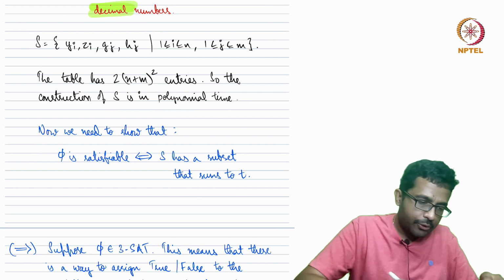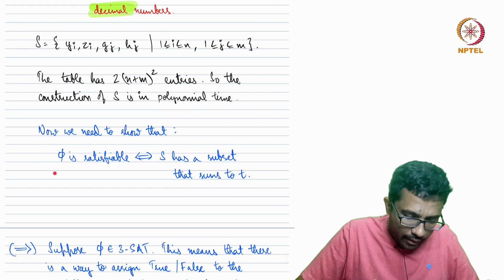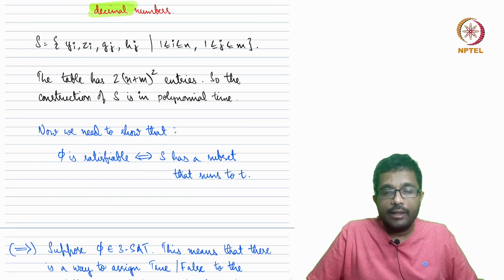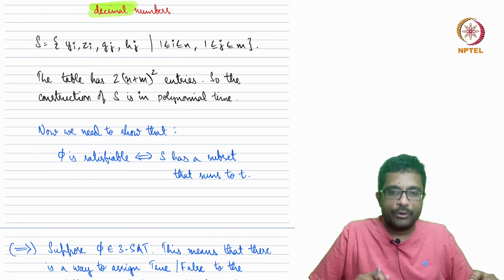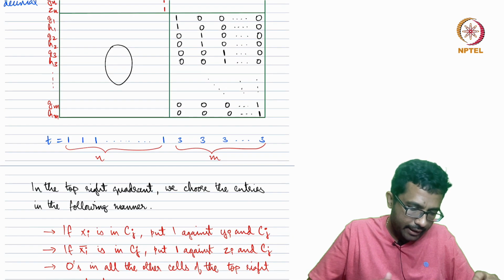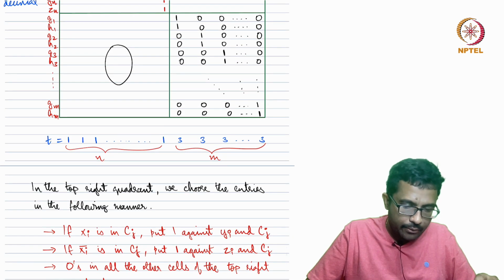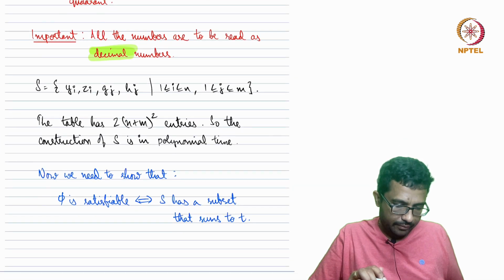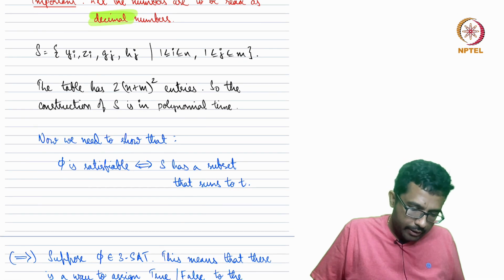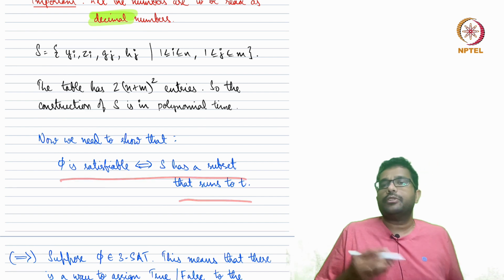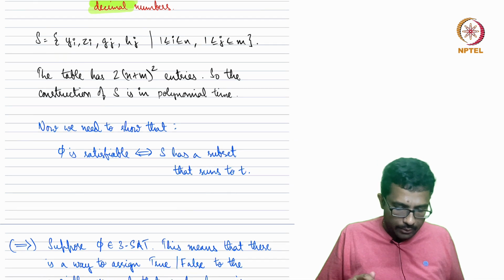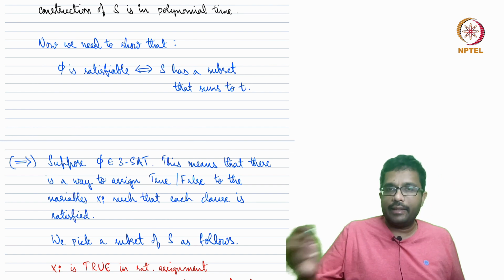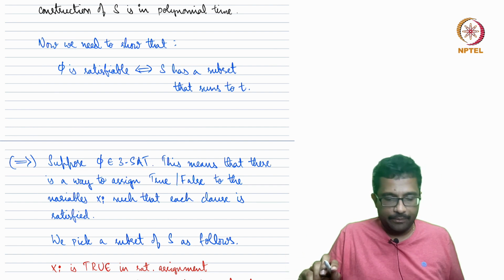So what remains to show is the correspondence. The formula is satisfiable if and only if the set has a subset that sums to T, right? So T also we have defined. T is this number with n ones followed by m threes, right? So we need to show this correspondence. As usual, we'll show it in both directions. First, we'll show the forward direction. We assume that the formula is satisfiable and then show that there is a subset that sums to T, right?